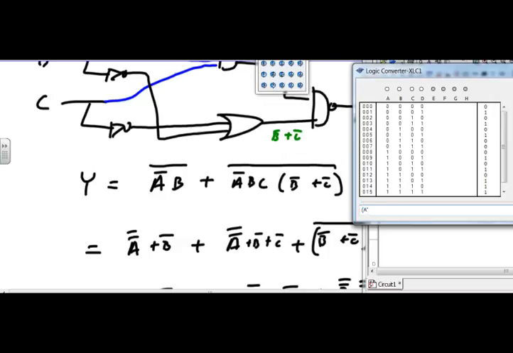A naught B naughted, or parentheses A naught B C, B naught or C naught, or C naught, close parentheses, naughted. Okay, so that's what I think it is.